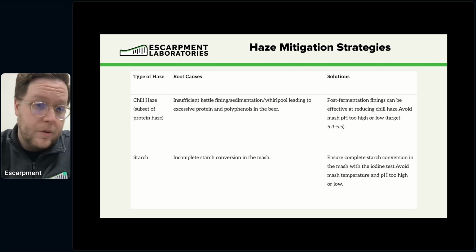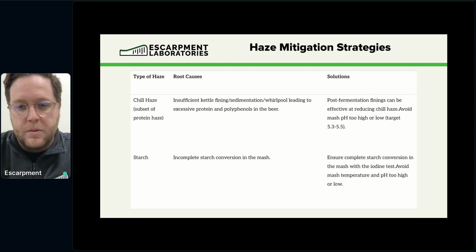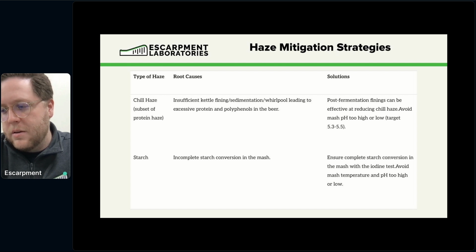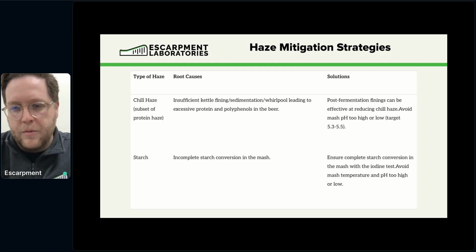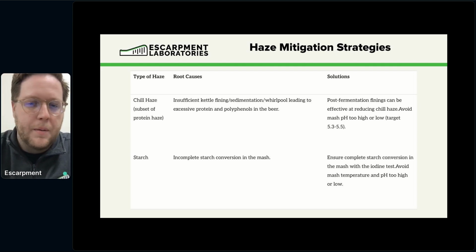And then with starch, it really is a mashing brewhouse issue. You want to ensure complete starch conversion in the mash. I would always avoid making an overly starchy wort, even if you're doing NA brewing. It's just a little bit risky in terms of overall beer stability in a lot of ways. So you can make a less fermentable wort without making it super starchy with the right mashing method.